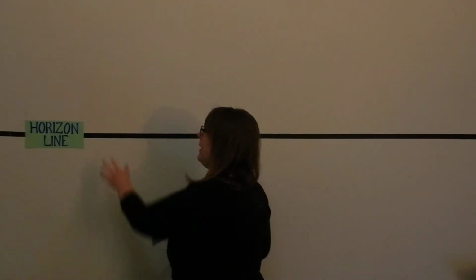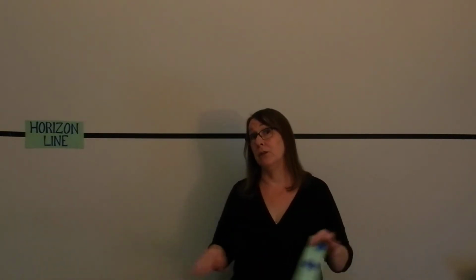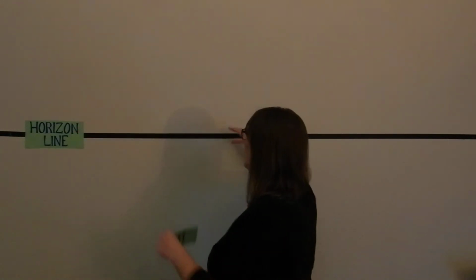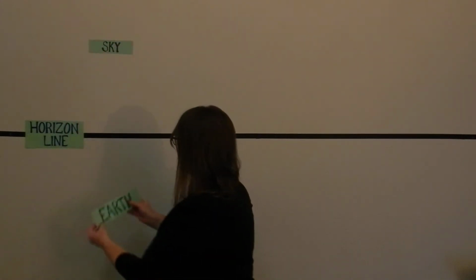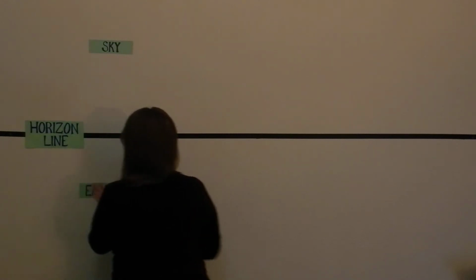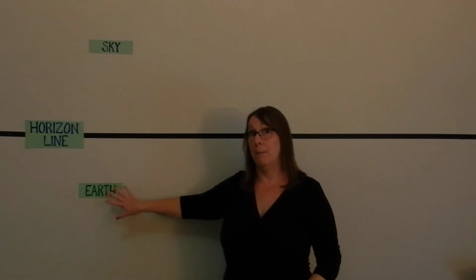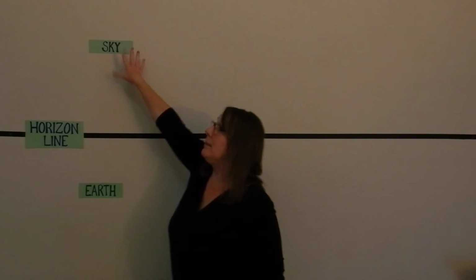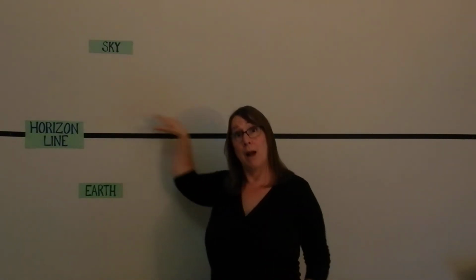So, if we think about the horizon line, it would be like if you removed all of the buildings and all of the people and all of the trees. This would be the line that separates the sky above and the earth below. Now, that earth might be covered with water, or it could be land. When I say earth, I mean the earth, planet. The sky is everything above the horizon line.